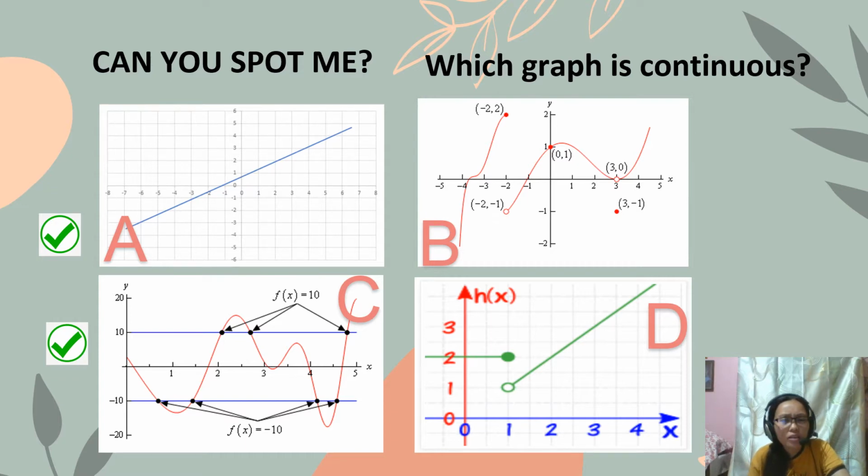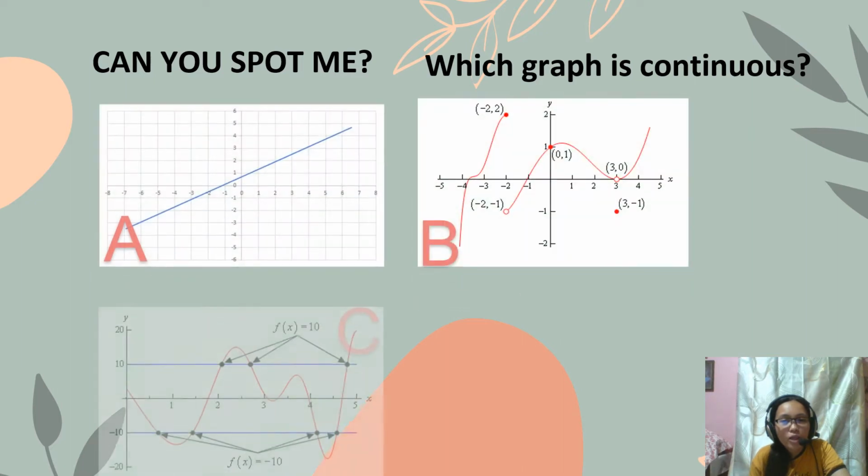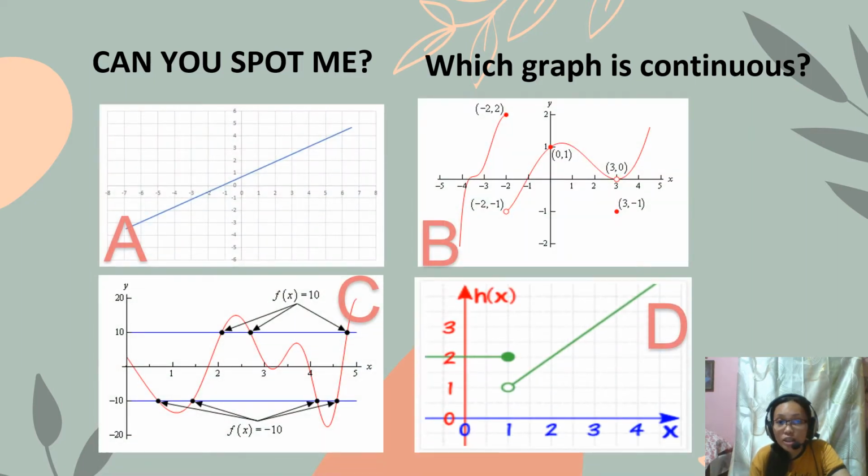And you may ask, how about graphs B and D? How should we call them, ma'am? All right, let's try to find out. So we have graphs A and C that are continuous, right? Because of their drawing, they are uninterrupted. They are not broken. They do not have breaks.